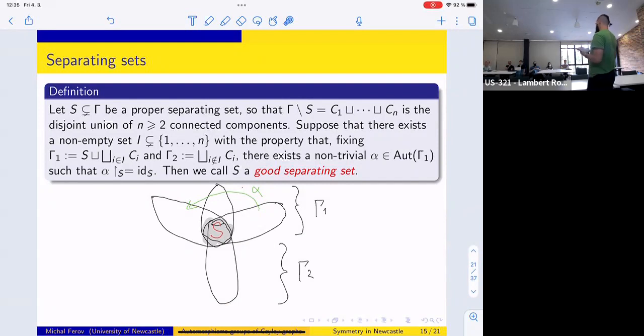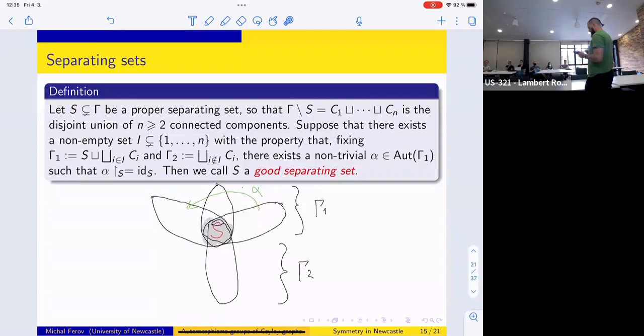So now the second concept that we use is the concept of a separating set, also called a vertex cut in combinatorics. So the idea is that in my defining graph, I find some subset of vertices such that if I remove it, my graph becomes disconnected.